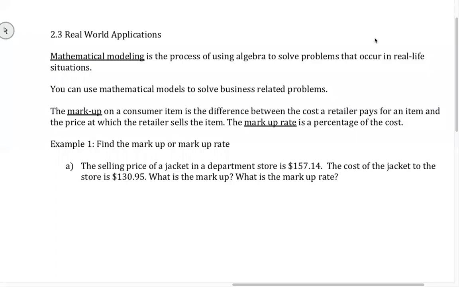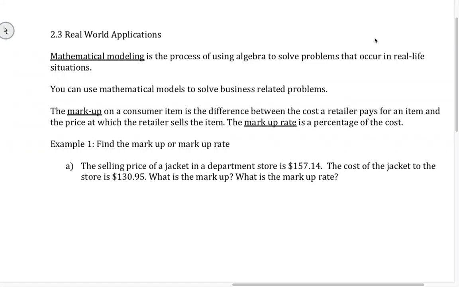All right, 2.3, real world problems and mathematical modeling. Mathematical modeling is the process in which we use math to replicate a real world scenario, like predicting the stock market, or predicting how many defective bulbs or iPhones there are in 5,000. So we can use math to solve real world problems.